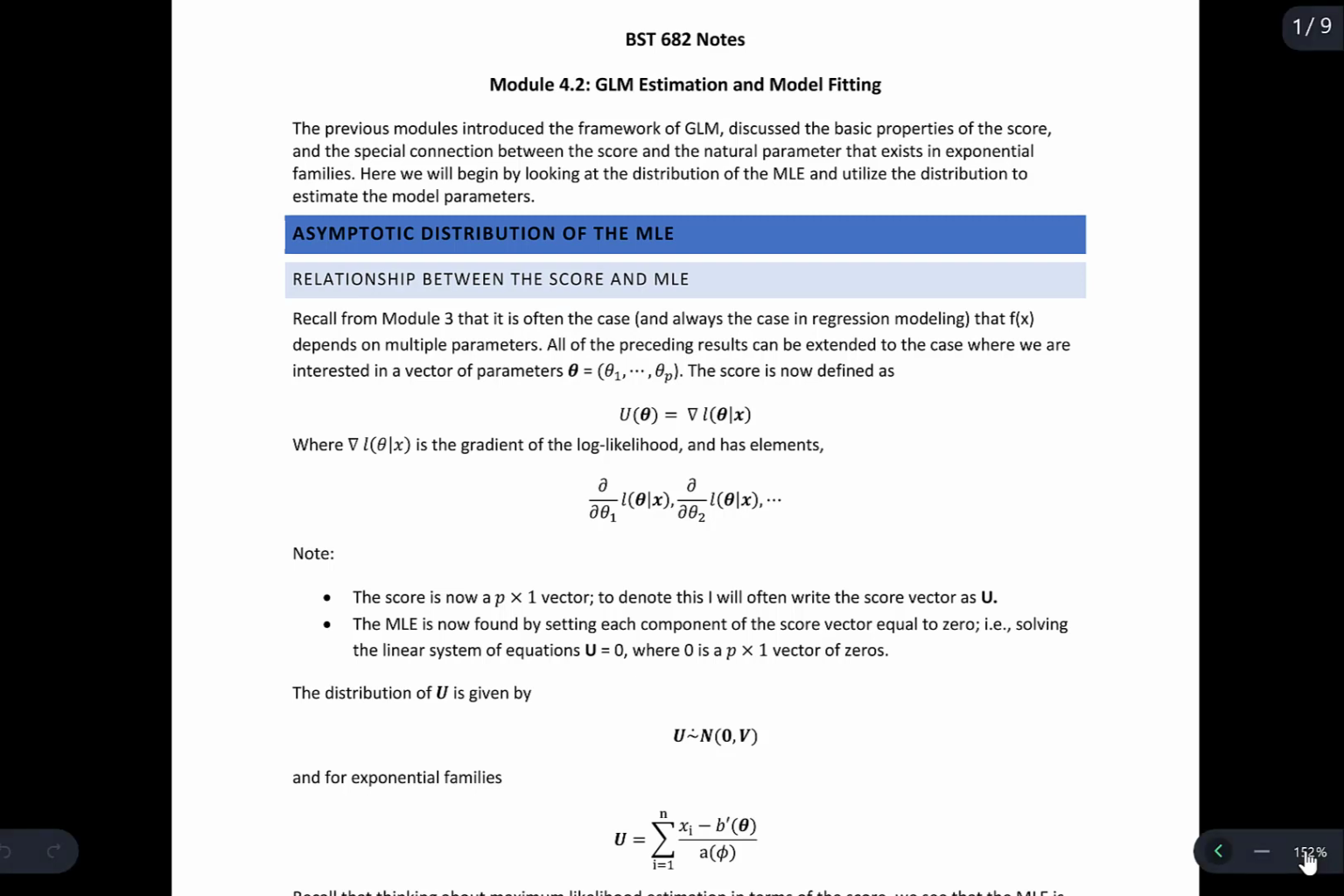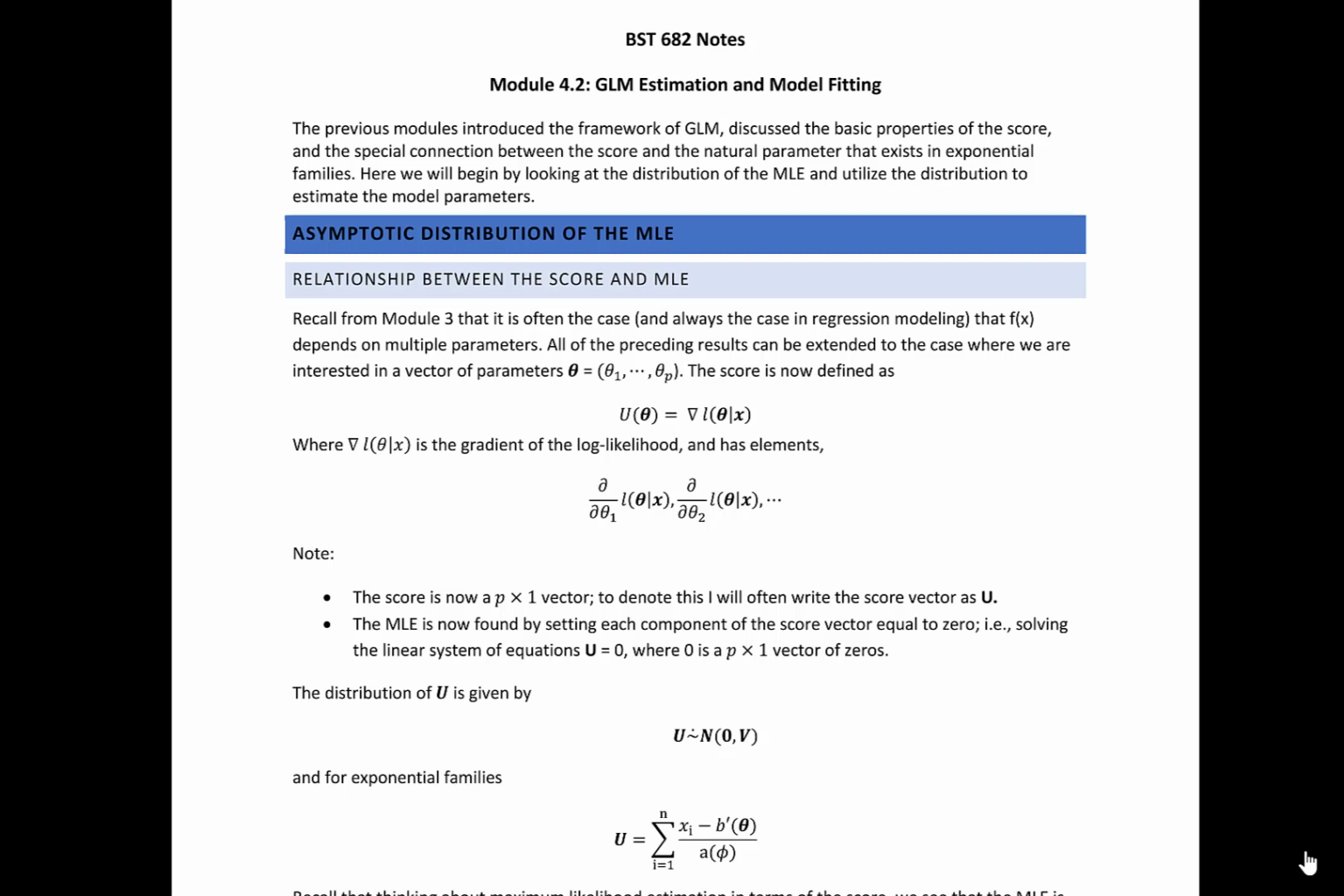So recall from Module 3 that it's often the case, and always the case in regression modeling, that f of x depends on multiple parameters. We know this because we've got the intercept parameter and the slope parameter in simple linear regression, and in multiple linear regression we're going to have many coefficients. So all the preceding results can extend to the case where we're interested in a vector of parameters. Before, I pretty much wrote everything as just a single parameter, but really we can do all of this for a vector of parameters. So think instead of just having theta, we've got theta 1 through theta p.